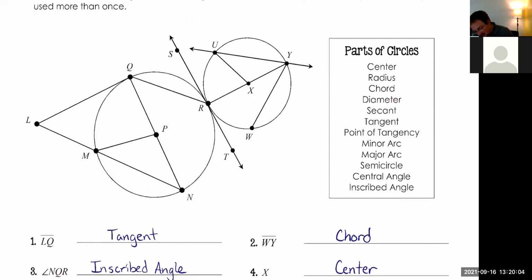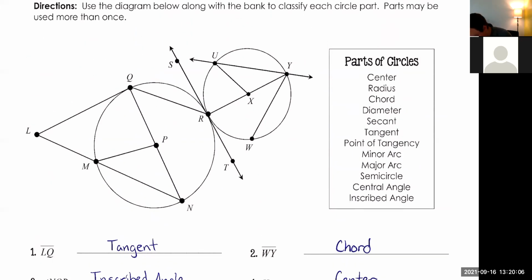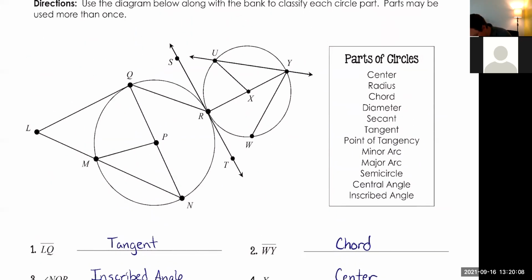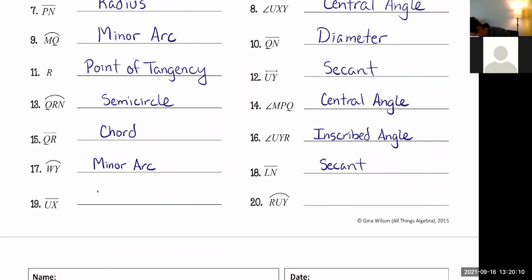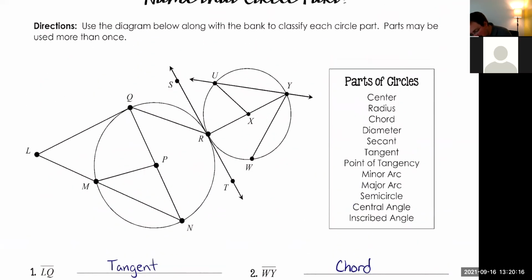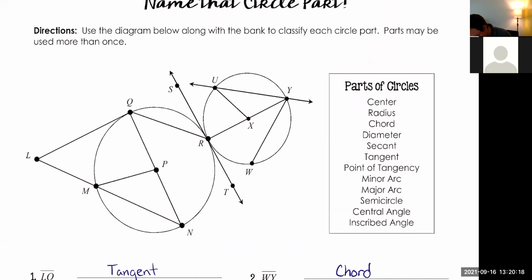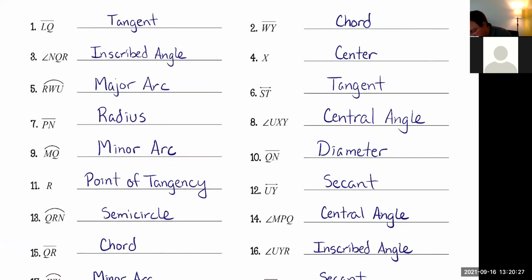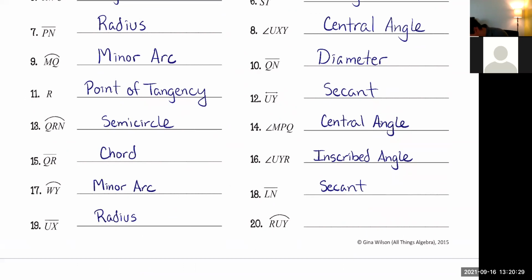Segment UX. The radius. UX would be a radius. Good. And then the last one is arc RUY. Semicircle. Good, because the diameter RY is the endpoints of that arc. So the last one there is a semicircle.